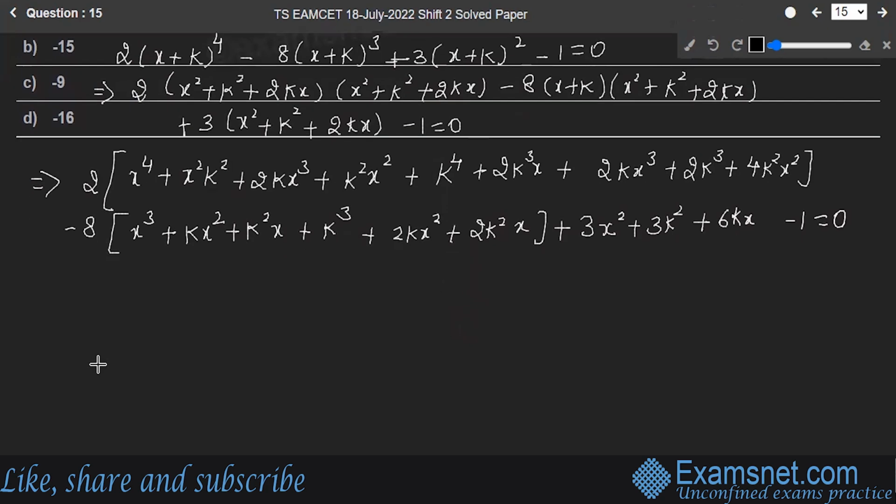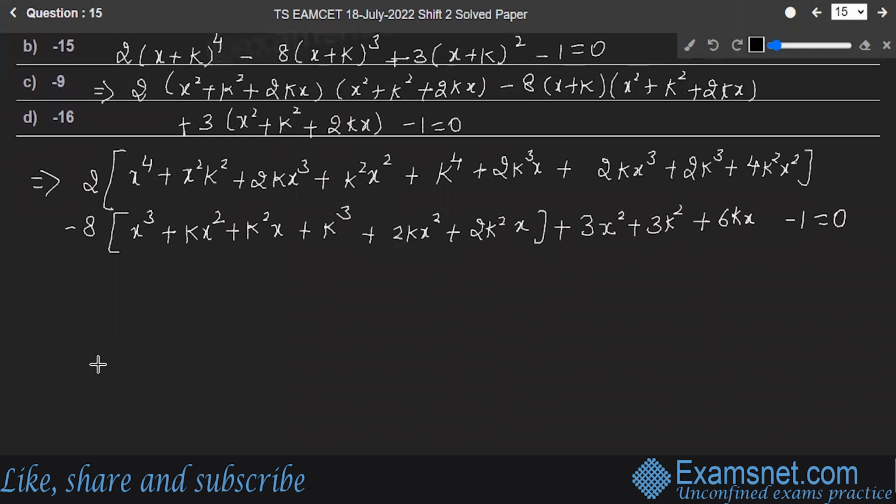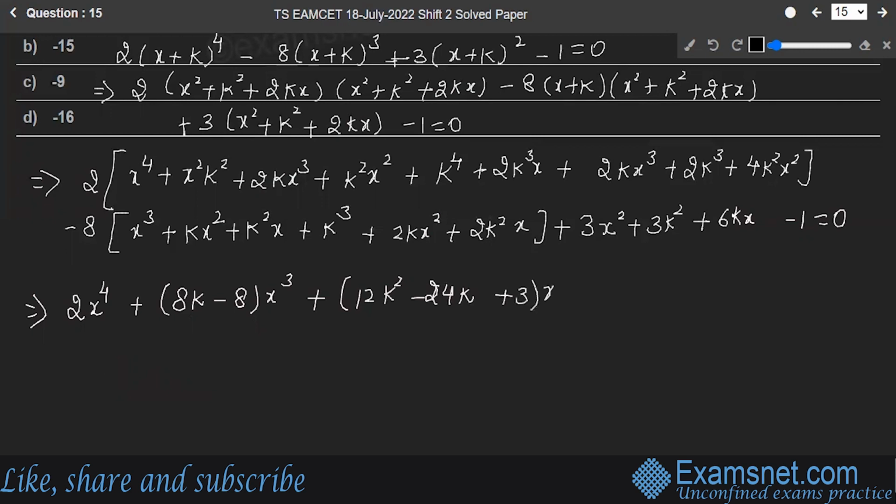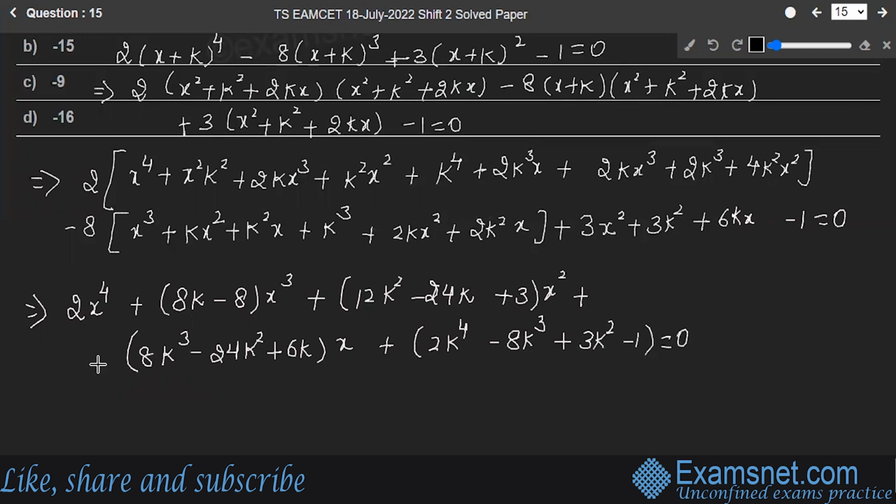Further, now I will combine the whole x raised to power 4. I'll segregate all the coefficients. So this will be 2x raised to power 4 plus 8k minus 8 into x cube plus 12k square minus 24k plus 3 into x square plus 8k cube minus 24k square plus 6k into x plus 2k raised to power 4 minus 8k cube minus 3k square minus 1 is equal to 0.